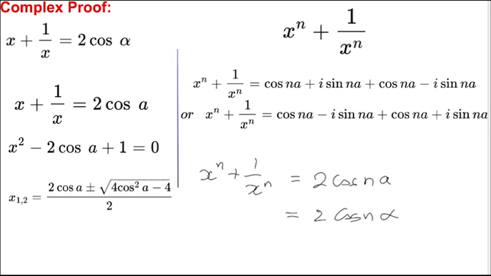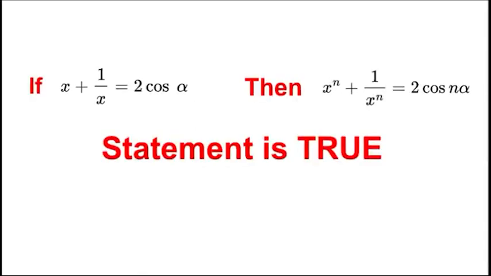And therefore, it's proven. We can say that if x plus 1 over x is equal to 2 cos alpha, then x to the power of n plus 1 over x to the power of n is equal to 2 cos n alpha. So therefore this statement is true.